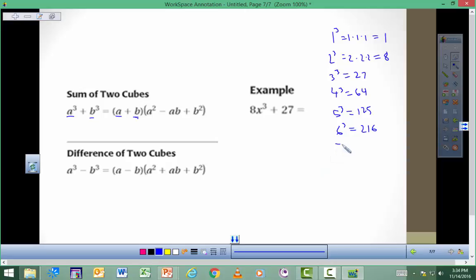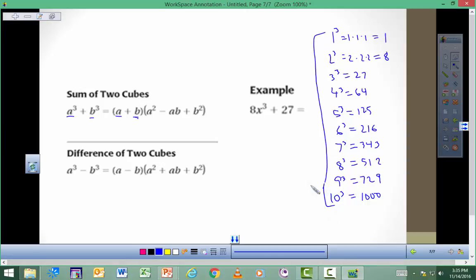Okay, and then 7 cubed is 343. 8 cubed, I believe, is 512. 9 cubed is equal to 729. And 10 cubed is the easy one. It's 1,000. So these first 10 you should probably know, because they come up all the time in these factoring problems. Okay, so that being said, you should also do the cube root.